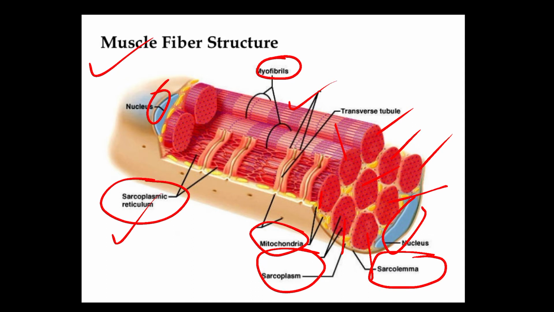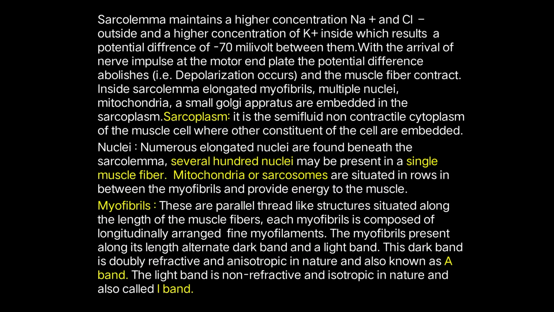And cytoplasm is called sarcoplasm in this kind of cell, where we have the numerous myofibrils enclosed in a covering called endomysium. Now the sarcolemma maintains a higher concentration of sodium and chloride outside. So the sarcolemma of the muscle fiber maintains the concentration of ions, with a higher concentration of potassium inside, which results in a potential difference of -70 millivolt between them.